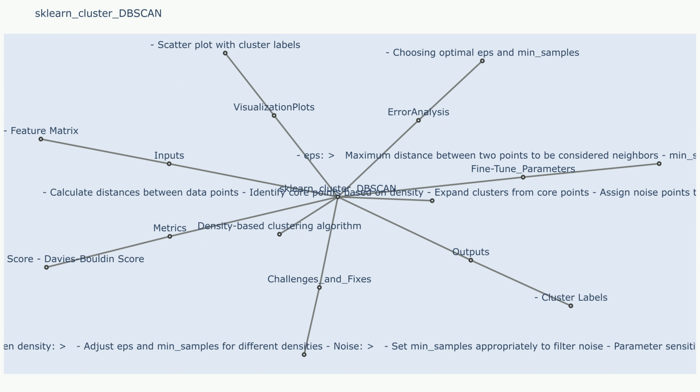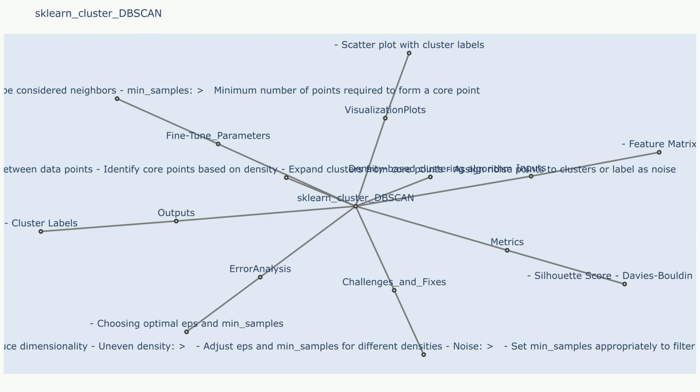Scatter plot with different colors representing different clusters. This plot is useful to visualize the clustering results and identify outliers. Density plot. This plot shows the density of data points in different regions of the feature space. This plot is helpful for understanding the distribution of data points and identifying regions with high density.